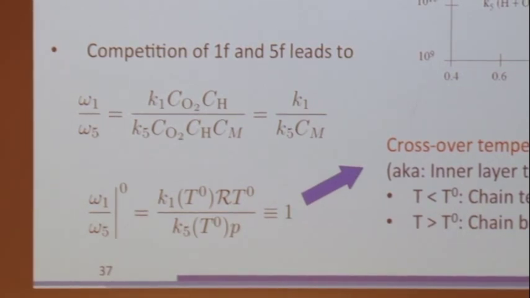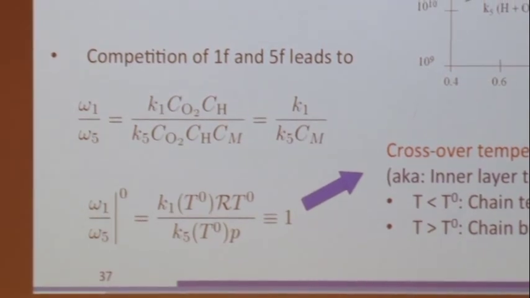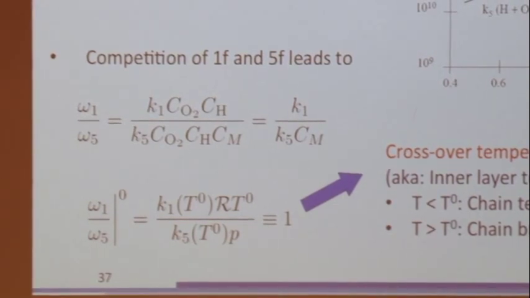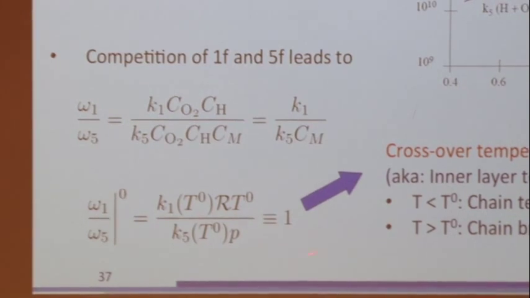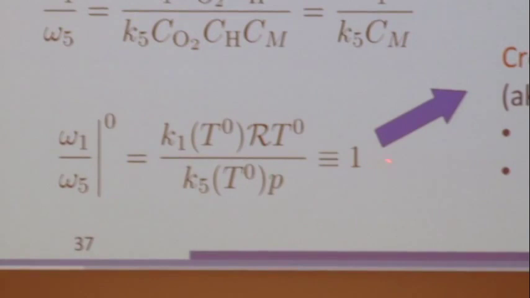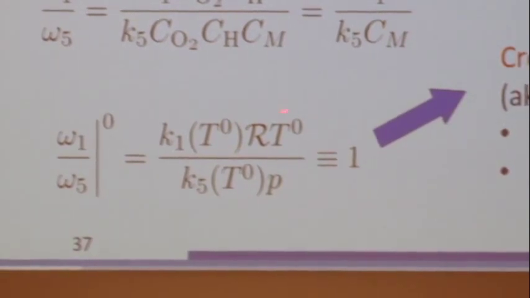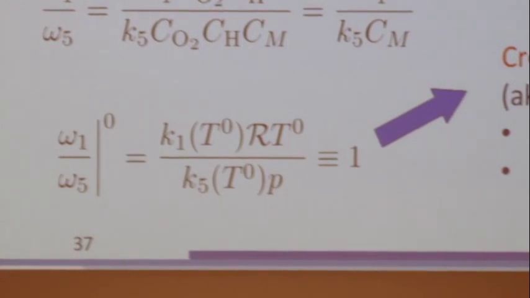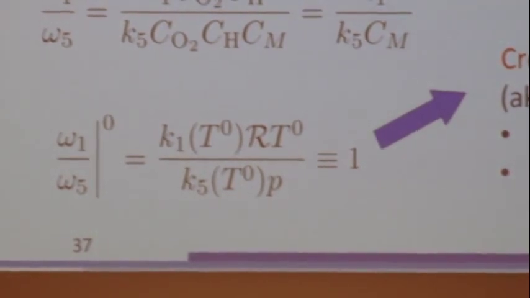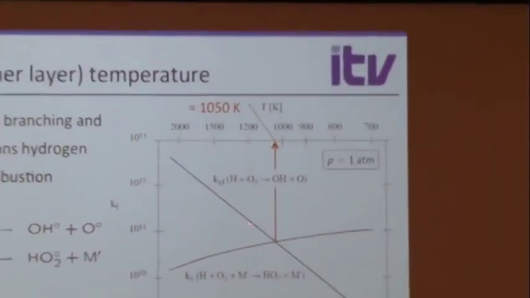If the temperature is lower than this, then 5 is faster, extinction. If the temperature is higher than the crossover temperature, then 1 is faster, chain branching. So you see this gives you an implicit relation, these are exponential functions, for what's called the crossover temperature, or later on we'll also call this the inner layer temperature. It's the same thing. But we can do this graphically also.